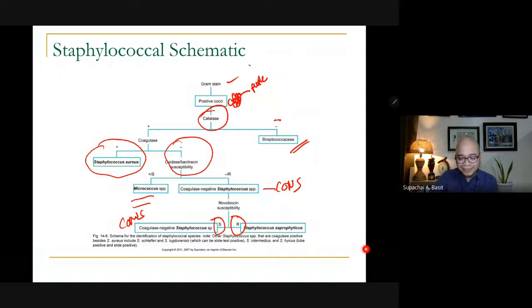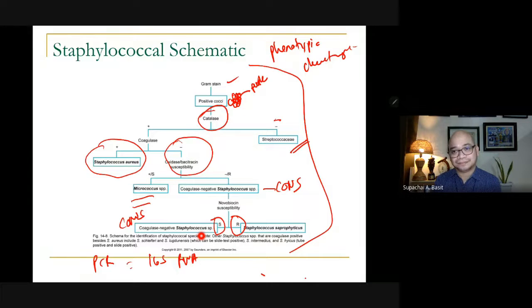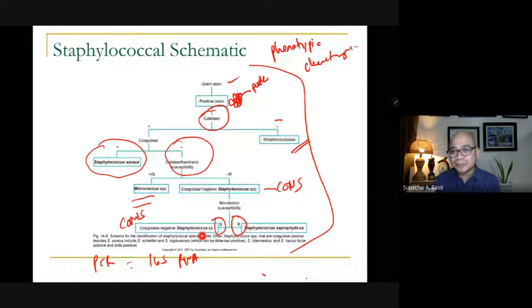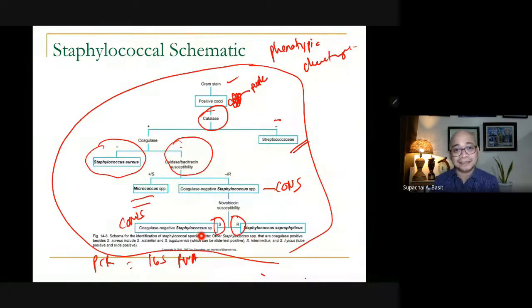But then again, these are just phenotypic characterizations. If you really want to confirm the organism up to the exact species level, then you do PCR and 16S rRNA sequencing. If we do that sequencing, then you can really determine that this is indeed Staphylococcus up to the species level, because the ones that we're doing here are phenotypic characteristics.